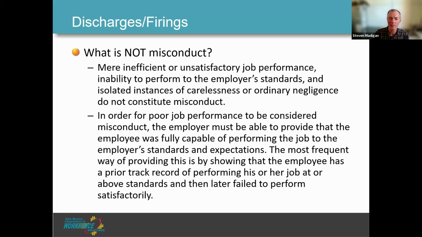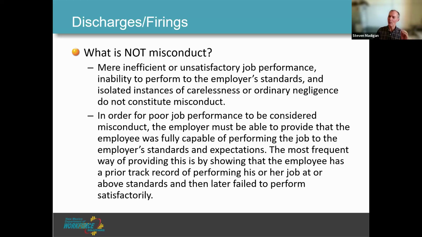And then what is not misconduct? So to contrast that, mere inefficient or unsatisfactory job performance, the inability to perform to the employer's standards, and any isolated instances of carelessness or ordinary negligence would not constitute misconduct.